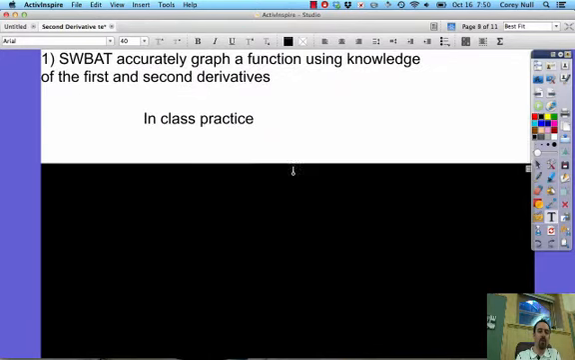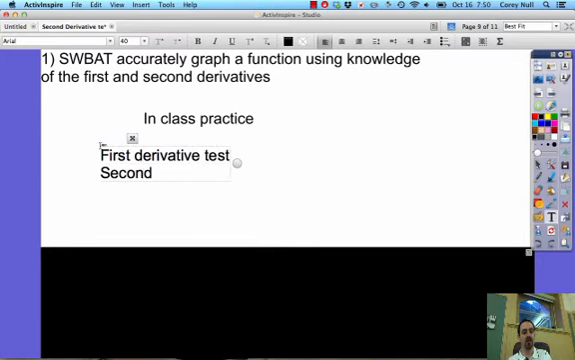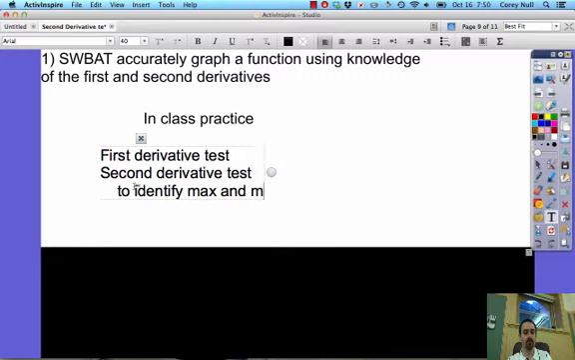Now, for the first one, we're actually going to do this mostly in class, but I want to at least give you a sense of how we're going to use this. We're going to use tools like the first derivative test, okay, the second derivative test, and these will identify maximums and minimums of a function, okay? The next thing we're going to do is use the first derivative and the second derivative to identify shapes.